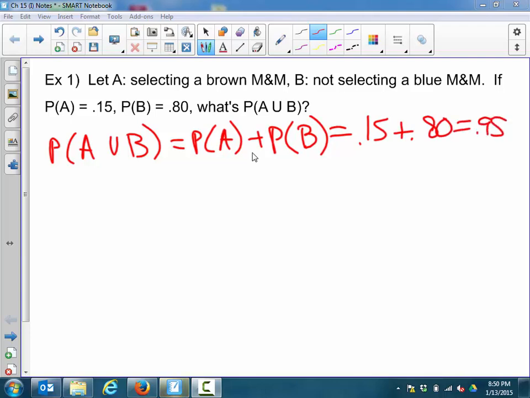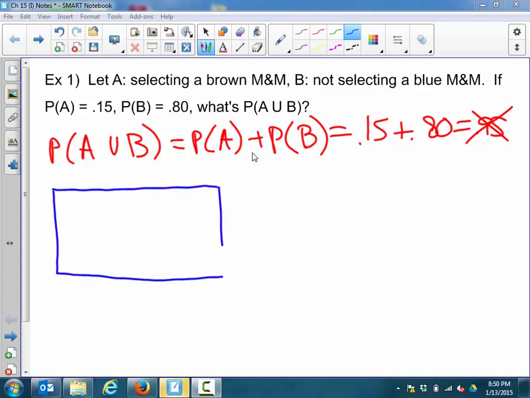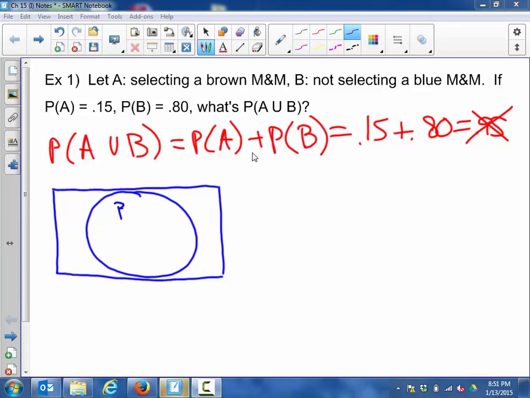Well, why doesn't that work? This is bad for the following reason. Let's change to a different color to represent the fact that we're going to solve this correctly now. Let's represent all the M&M colors that we can choose from a bag with the following sample space box. I'll represent with a large circle all the ways we could not select a blue M&M. This is for event B, and we know that the probability of event B occurring is 80%.